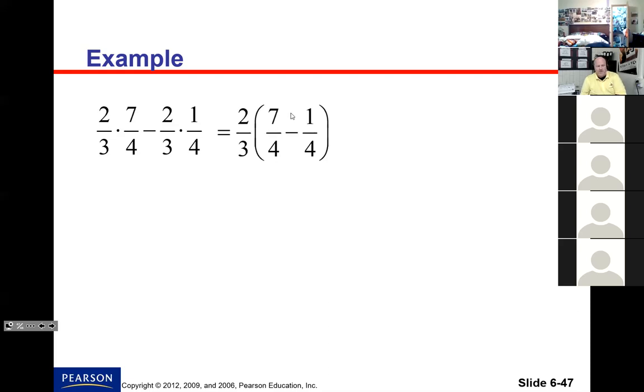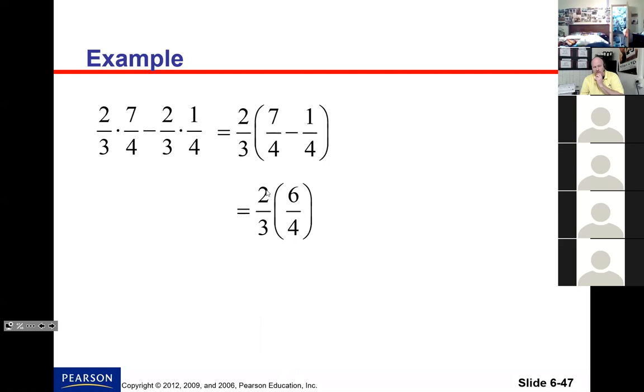This is kind of a neat way of looking at this question, because you could technically go 2 times 7, 3 times 4, and you'd end up with 14 over 12 minus 2 over 12. You could do it that way. That works also. But this is a neat way of doing it. 7 over 4 minus 1 over 4 has common denominators, so you can actually just subtract them. And you end up with your 6 over 4.